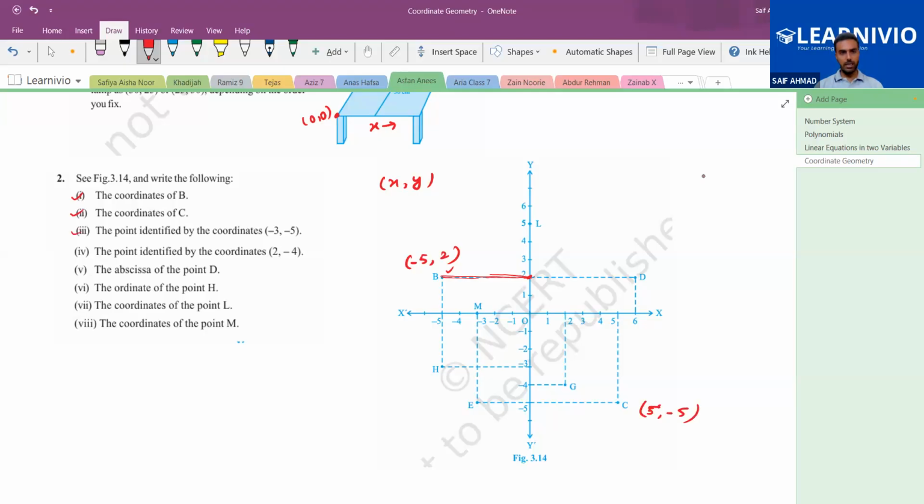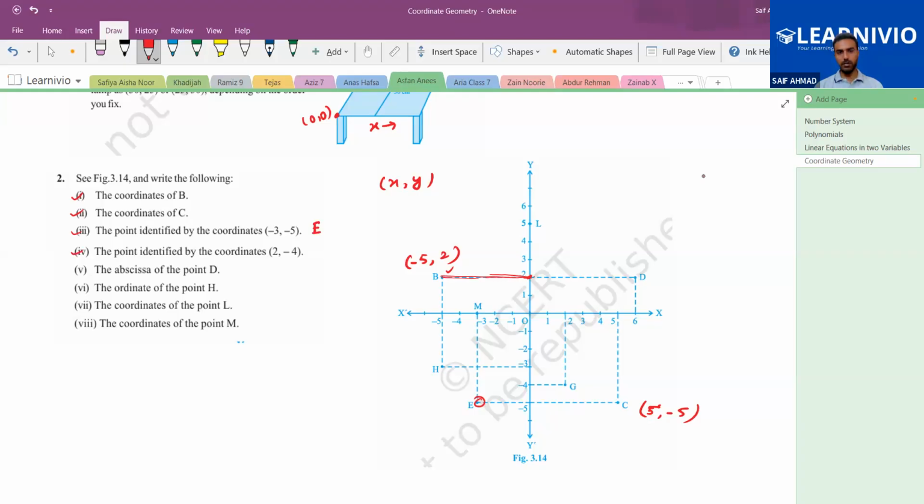The point identified by the coordinates -3, -5 is which one? -3, -5. Yes, here. So it is point E.